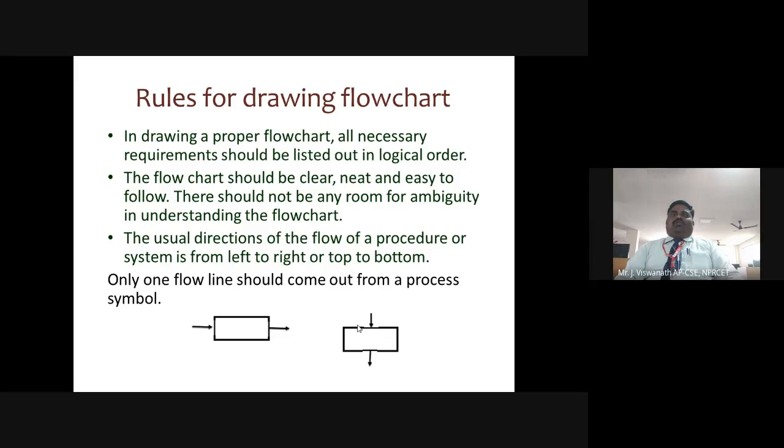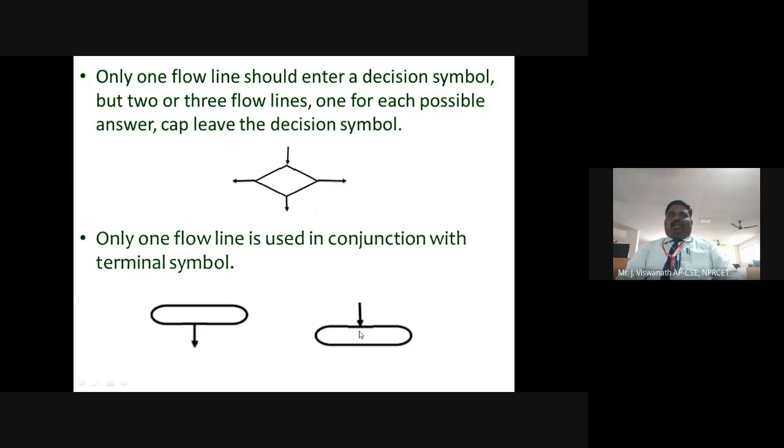The usual direction of the flow of a procedure or a system is from left to right and top to bottom only. The reverse is not allowed here. One sample rule is that only one flow line should come out from the process symbol, as shown in the diagram itself. The next rule is that only one flow line should enter into the decision symbol, and there can be three possible outcomes, with flow lines for each. One input and three outputs can be used. The next one is the terminal symbol. Only one line is used in conjunction with terminal symbols, as shown here.